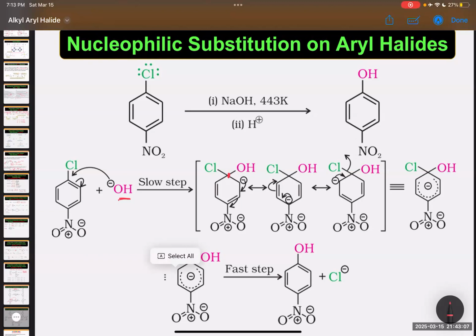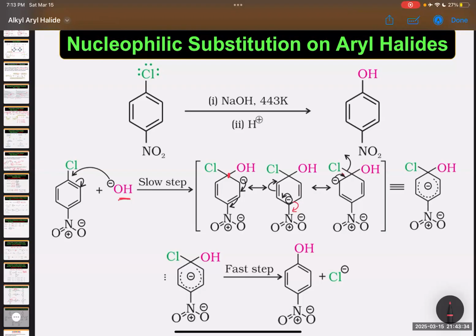Now this minus charge is temporarily stabilized by resonance within the ring, and here you can see the minus charge is passing through the position carrying the NO2 group. So this minus charge is very much stabilized by resonance. Okay, and this minus will not continue to stay in this way because this is an intermediate.